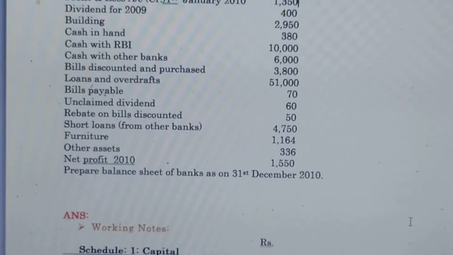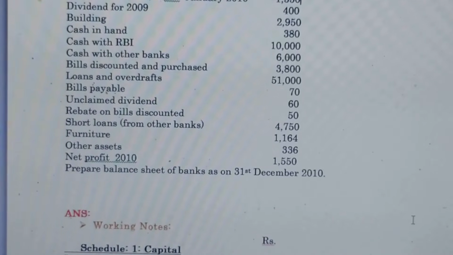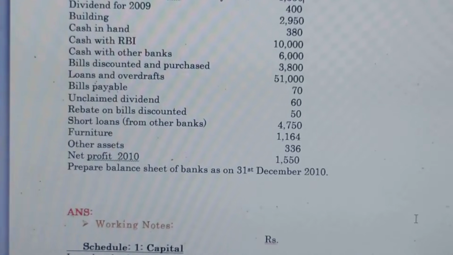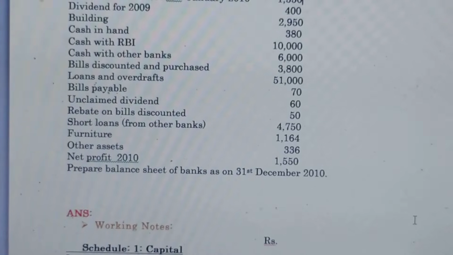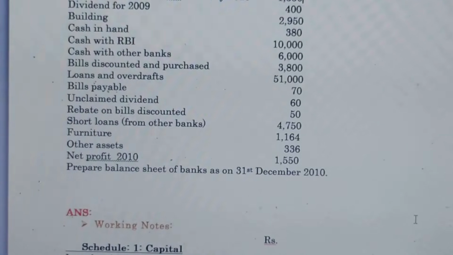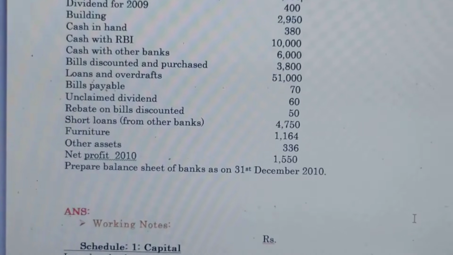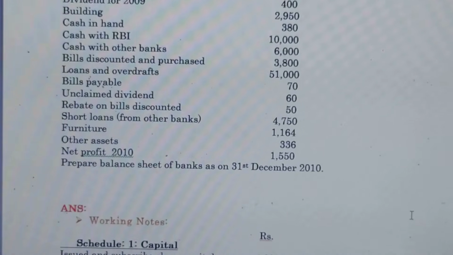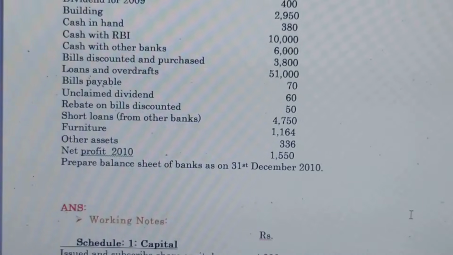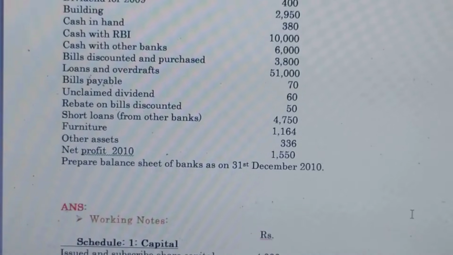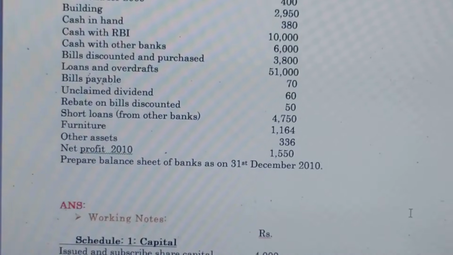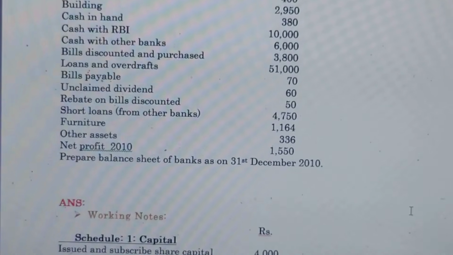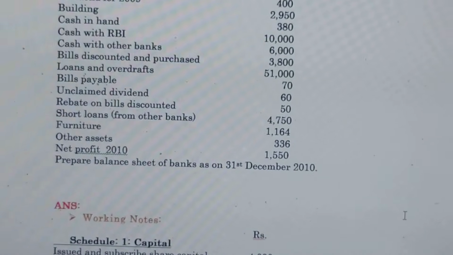Bills payable rupees 70. Unclaimed dividend rupees 60. Rebate on bills discounted rupees 50. Short loans from other banks rupees 4,750. Furniture rupees 1,164. Other assets 336. Net profit in 2010 is rupees 1,550. Prepare the balance sheet of the bank as on 31st December 2010.